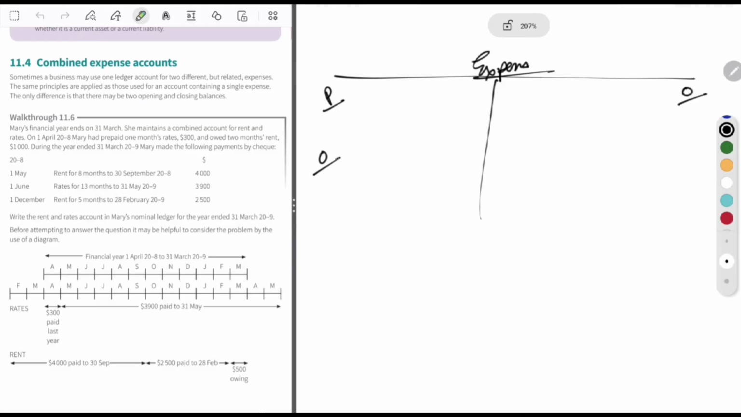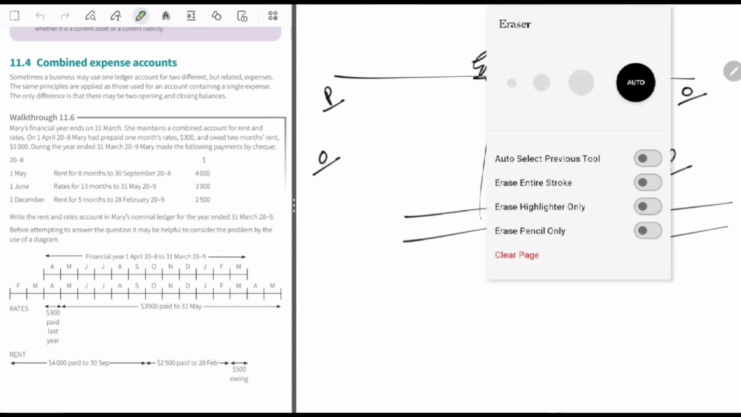If there is a closing owing, we write it on the debit side, whereas if there is a closing prepaid, we write it on the credit side. Here we do the totaling and balancing, right? So till here it is clear, I hope.